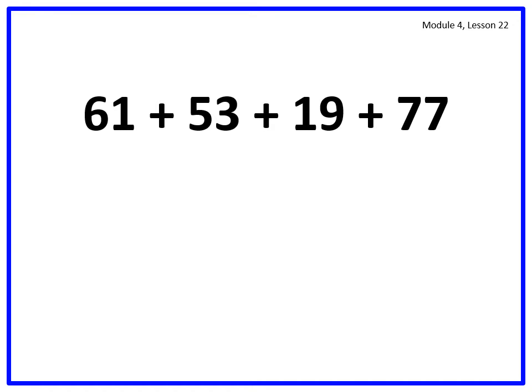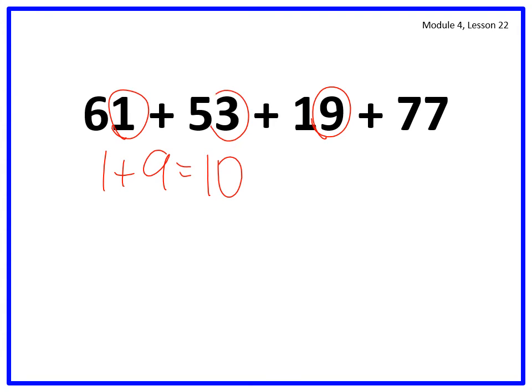Go ahead and pause this video and give it a try using any strategy you like. Welcome back. Let me show you how I solved this problem using mental math. Right away, I notice I have friends of 10 in the ones spot. So I know that 1 plus 9 equals 10. And I also notice that 3 plus 7 equals 10. So I have a value of 2 tens in the ones place, or 20.